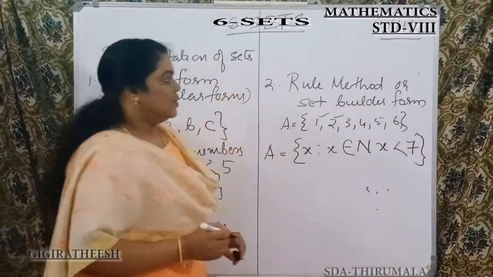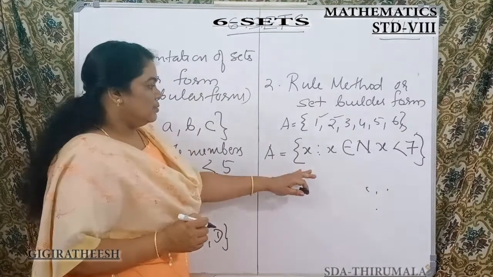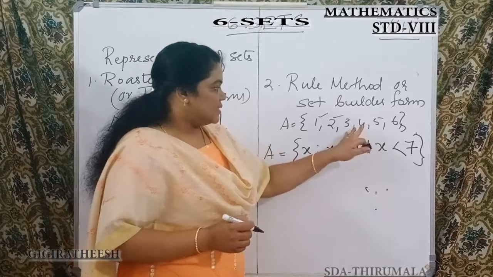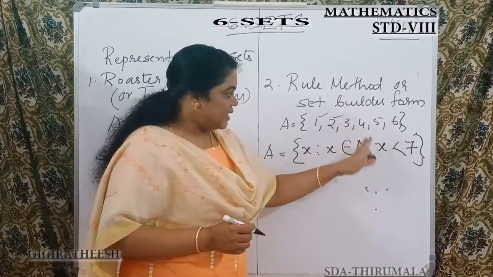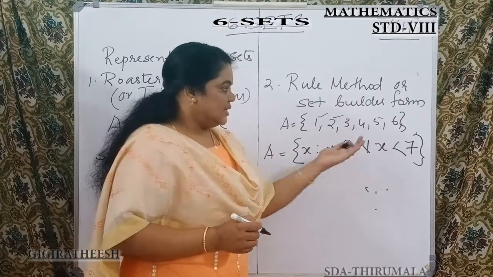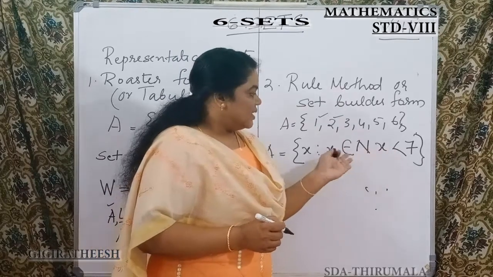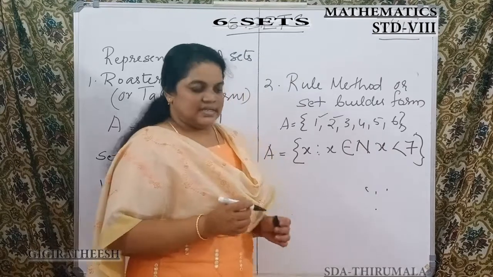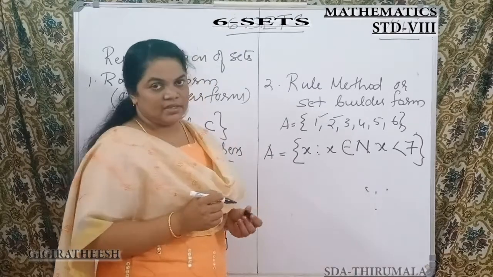This is the rule method. Only the rule is written here. The elements are represented by x, and x is an element of N, and then x is less than 7. This is the rule method.